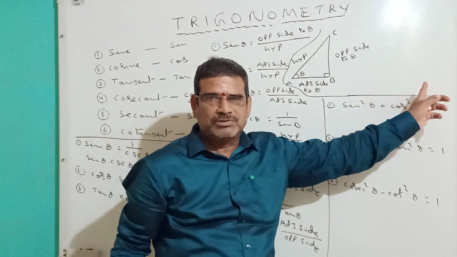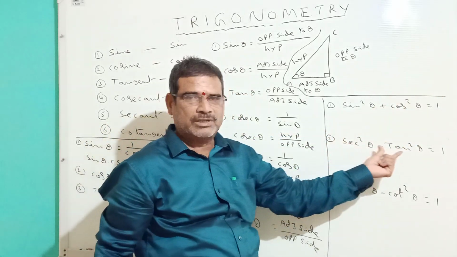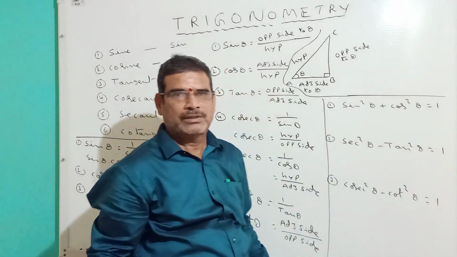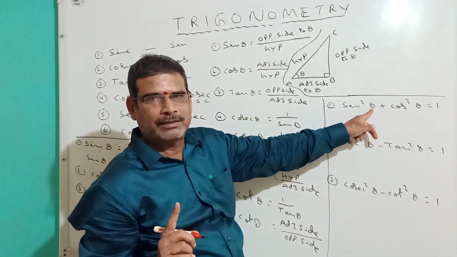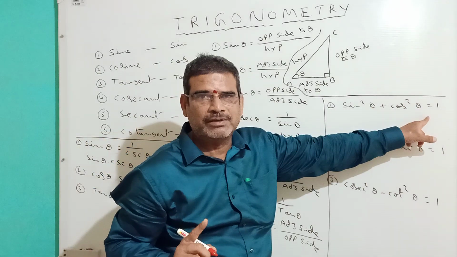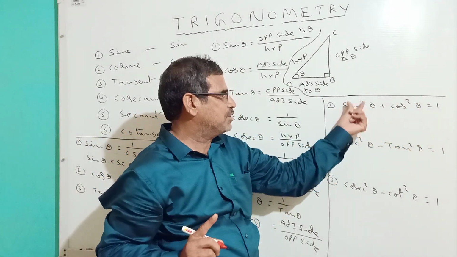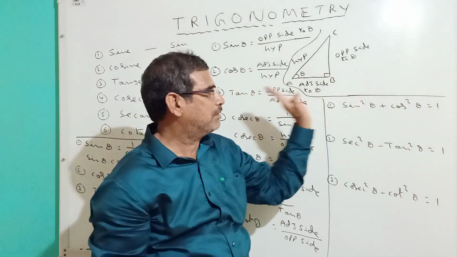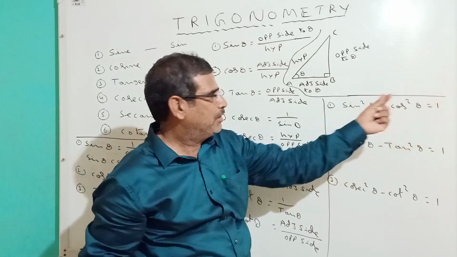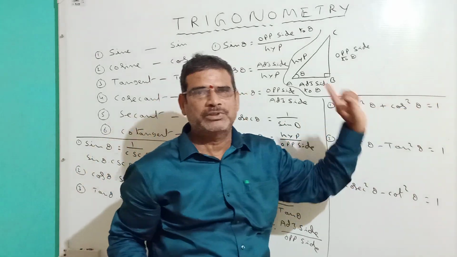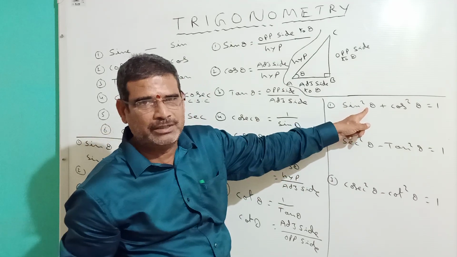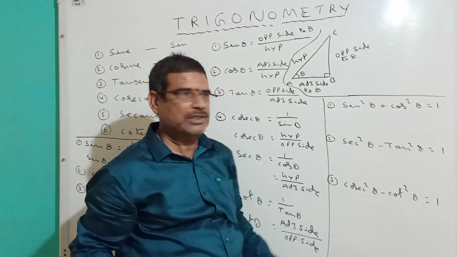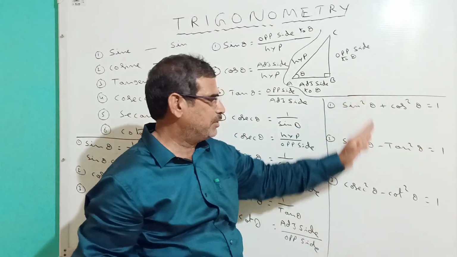Sin square theta plus cos square theta is equal to 1. Secant square theta minus tan square theta is equal to 1. Cosecant square theta minus cot square theta is equal to 1. Remember one thing, this is only for the same angle. Whatever angle is here, the same angle should be there. If here it is sin square 30 degrees and here cos square 45 degrees, that is not correct. That does not belong to this formula. If here 30 degrees is there, here also 30 degrees, then only this formula is applicable. Otherwise it is not suitable. So these are the three identities.